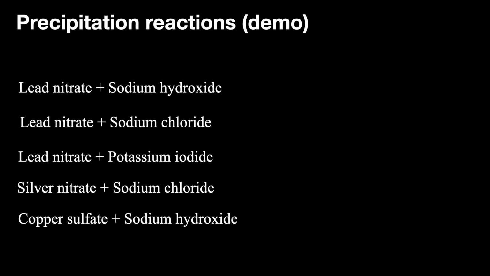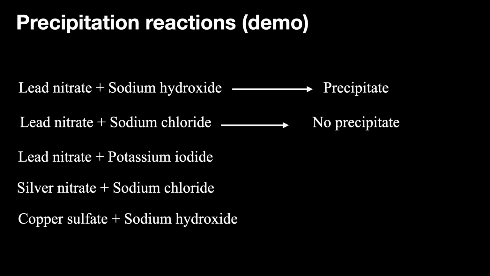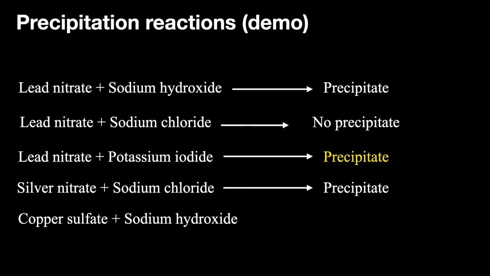So what we saw was the lead nitrate and sodium hydroxide formed a white precipitate. The lead nitrate and sodium chloride formed no precipitate. The lead nitrate and potassium iodide formed that bright yellow precipitate. Silver nitrate and sodium chloride formed a white cloudy precipitate, and copper sulfate and sodium hydroxide formed that blue precipitate.